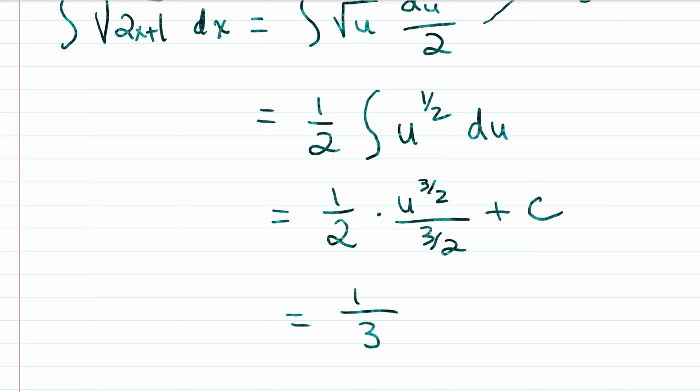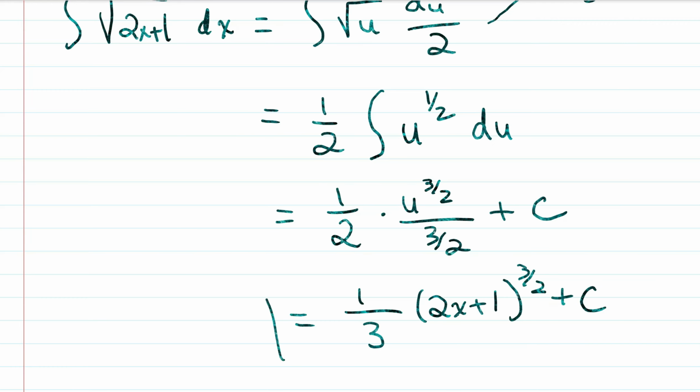I can change that u to what it originally was. The u was 2x plus 1, and that's raised to the 3/2 power. And don't forget to add that constant of integration to the end. And there we have it.